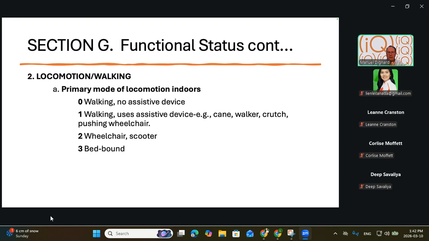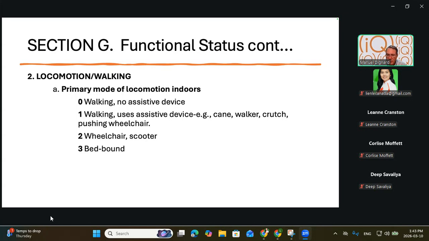All right, primary mode of locomotion indoors. So we're identifying the person's usual way of getting around indoors, again, over the last 3 days. So we're not measuring what they are capable of with rehab or assistance. We are recording what actually happened most often. So this includes walking independently, using a cane, walker, or even pushing a wheelchair for support. If someone walked by pushing a wheelchair or used a device like those Mary walkers, that's still considered walking with an assistive device. So then you would code it as 1.